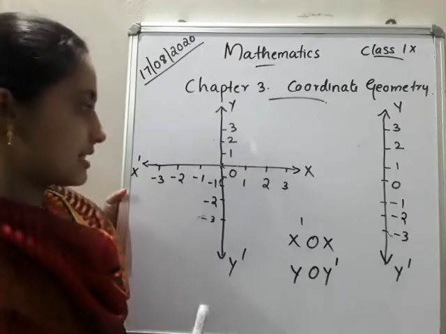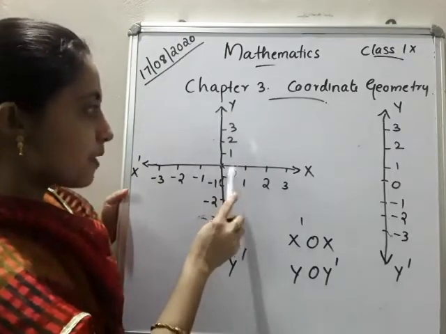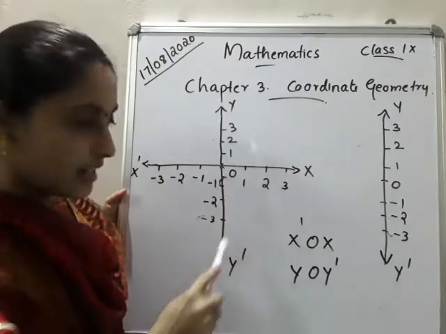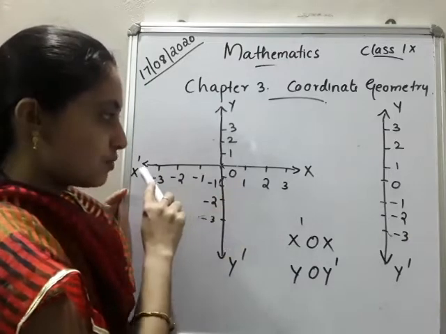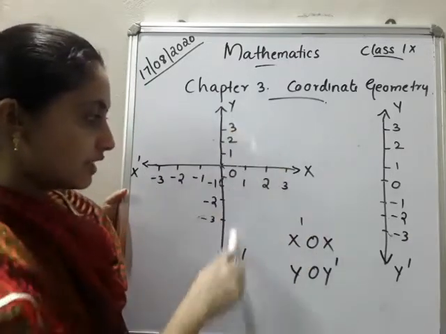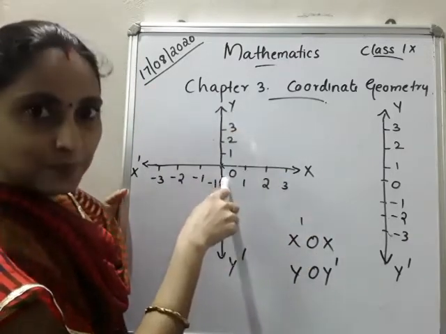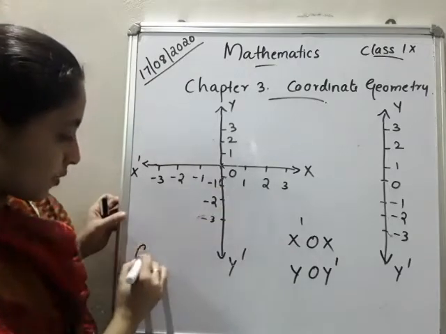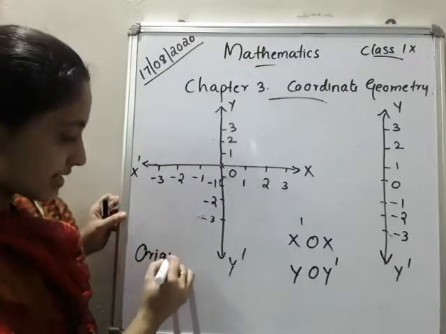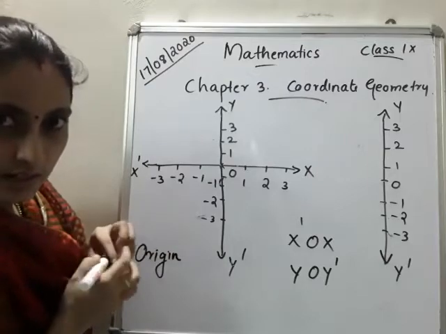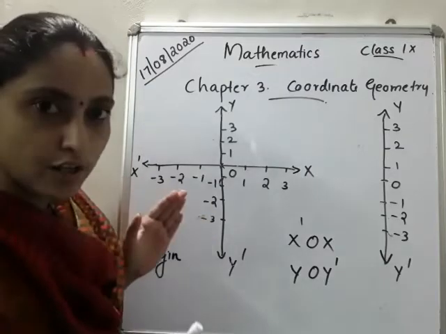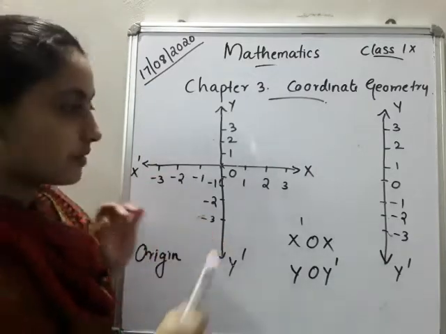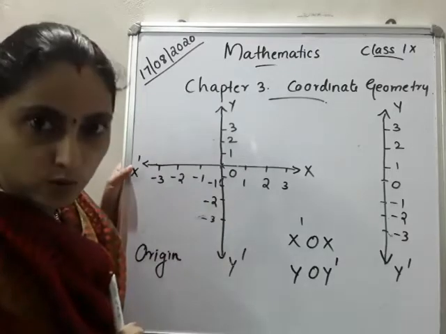Clear? The horizontal line is called the x-axis and the vertical line is called the y-axis. Then next, the meeting point of these two axes. What is that? Yes, O. The meeting point of the x-axis and the y-axis is what? O. That is termed as the origin. The meeting point of the x-axis and the y-axis is termed as the origin.